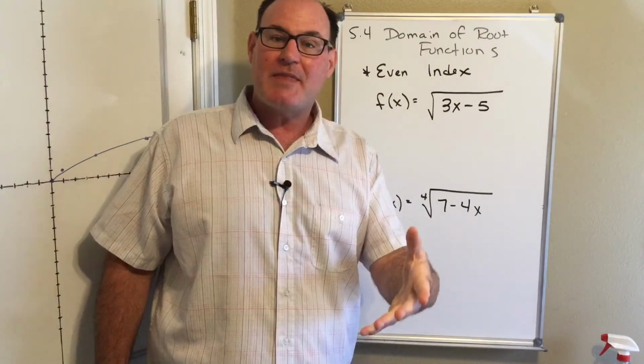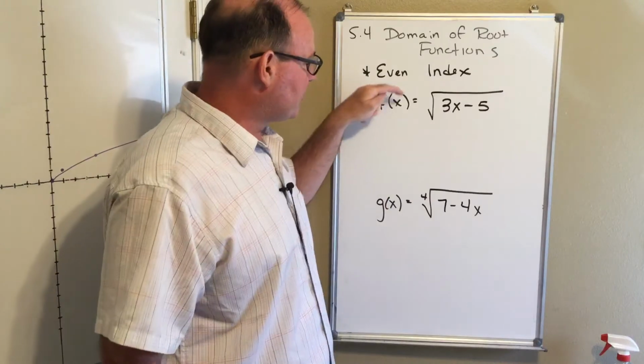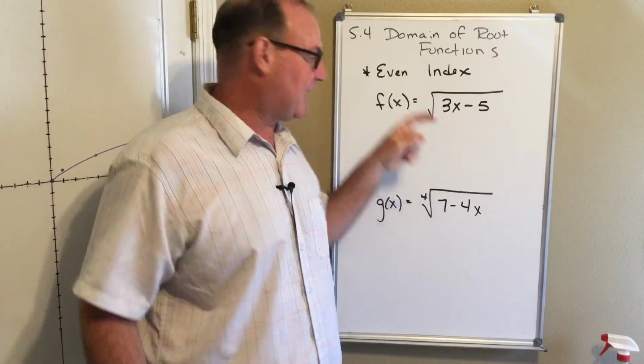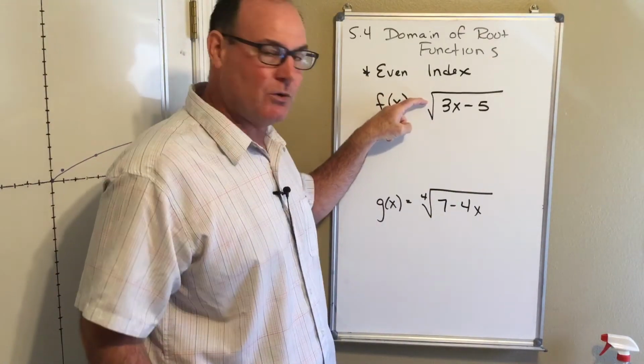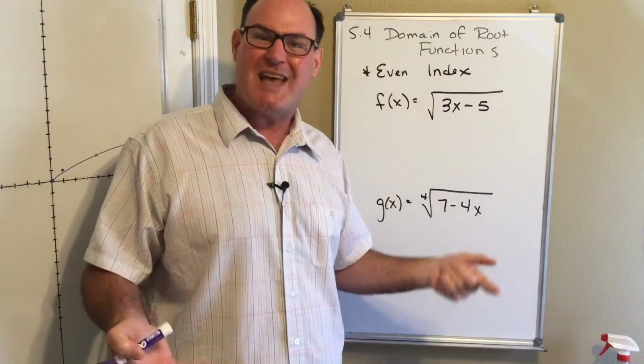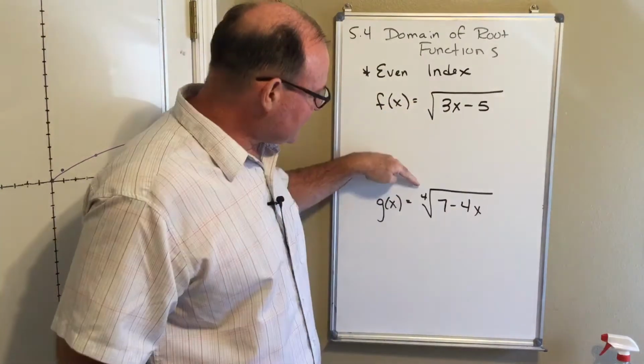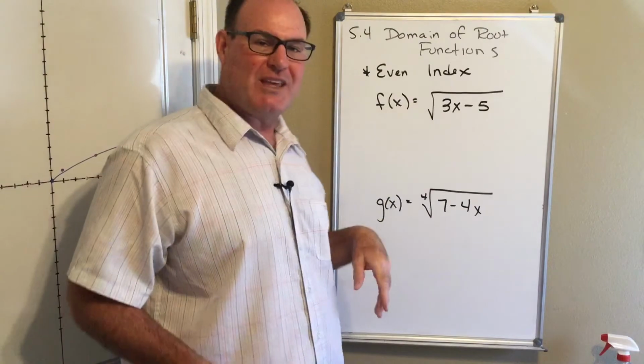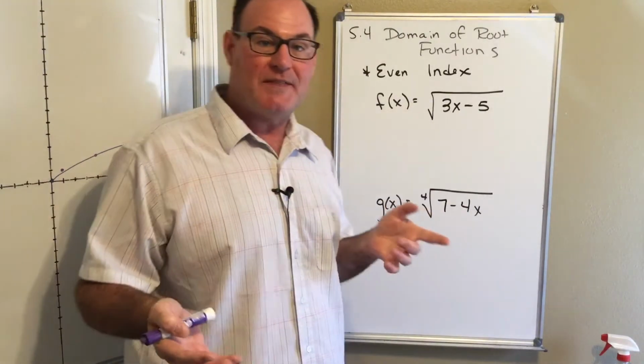Now, in case you don't remember that term, the index refers to what kind of root you're taking. In this case, this is a square root. The index is 2. We don't tend to write the 2. This is a fourth root. Both of those are even numbers. So what do I do in that situation?